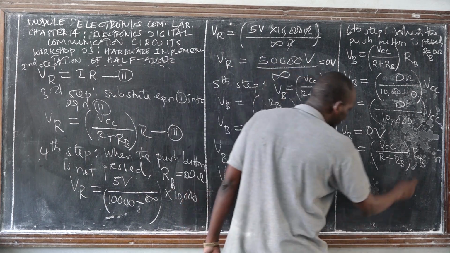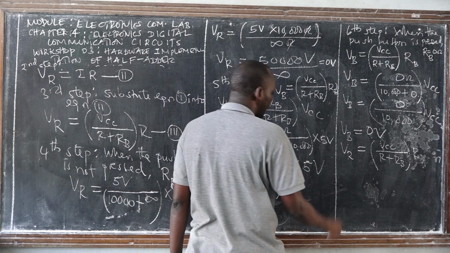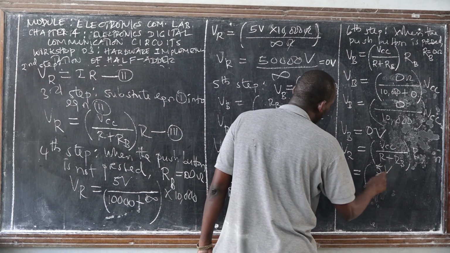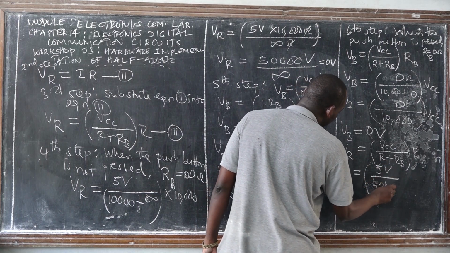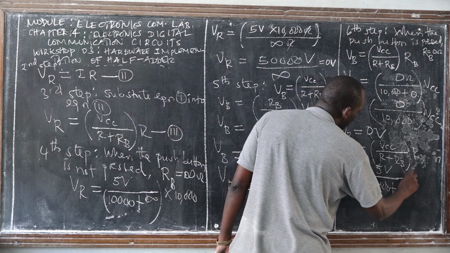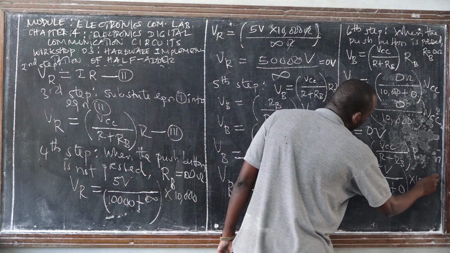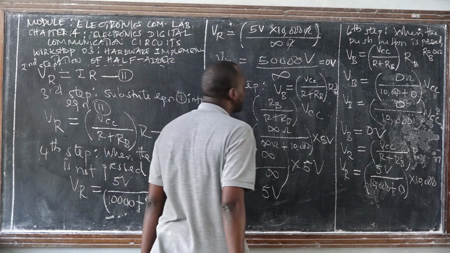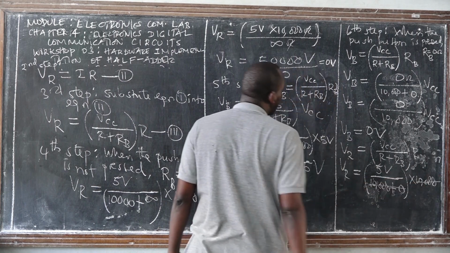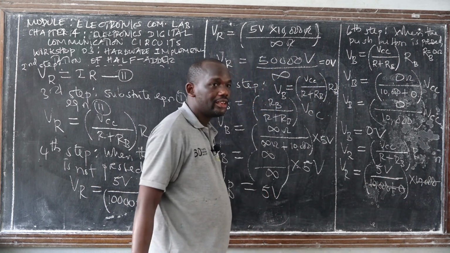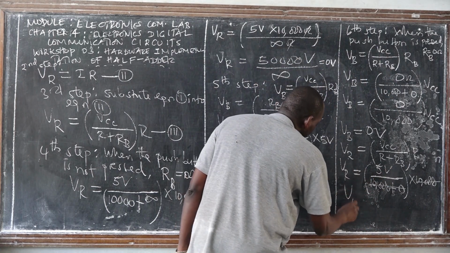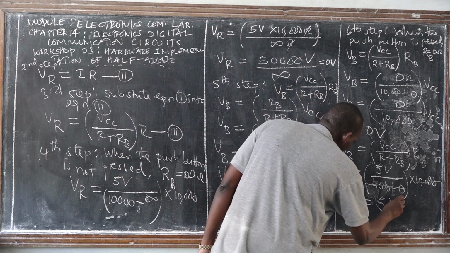Then for this case, we should have R. The voltage across the resistor is equal to VCC, which is 5 volt, times 10,000 over 10,000 plus RB, which is 0. This is simple because it's just the potential divider. 10,000 over 10,000 is 1. 1 times 5 volt. So for this case, we have 5 volt.